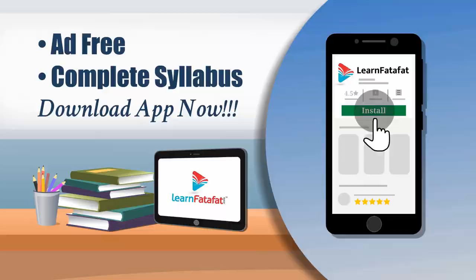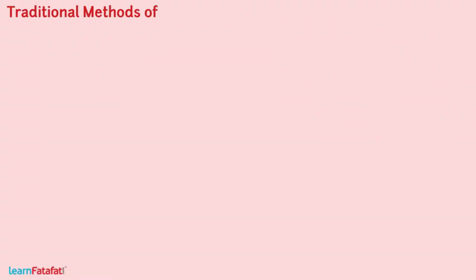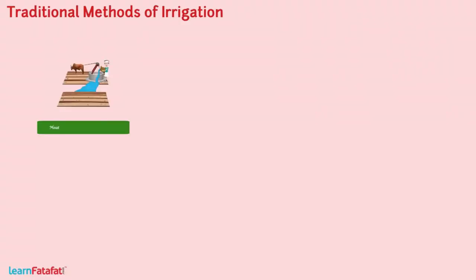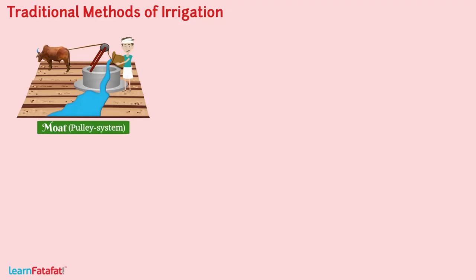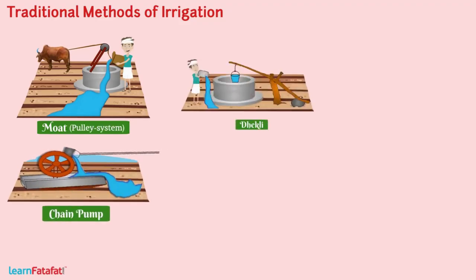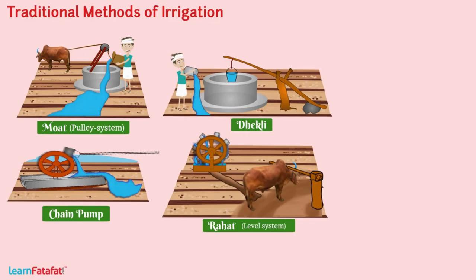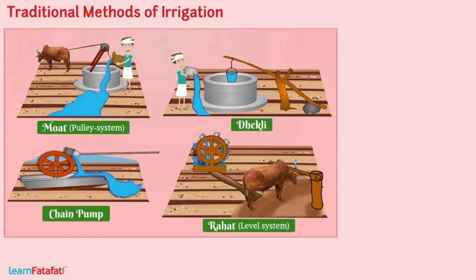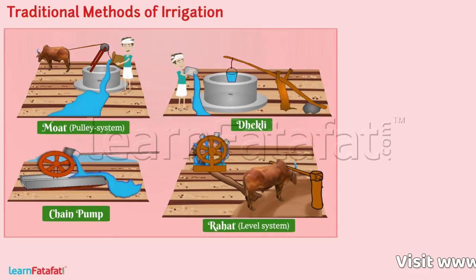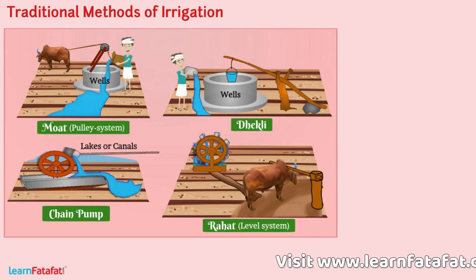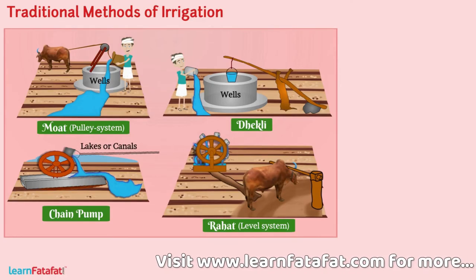Traditional methods of irrigation. Moat, that is pulley system, chain pumps, dhekli, rahat, or lever system are some of the methods to bring out water from wells, lakes, or canals and irrigate the land.